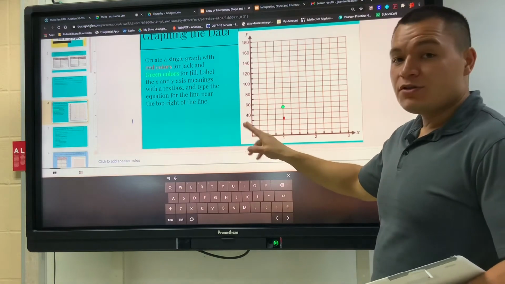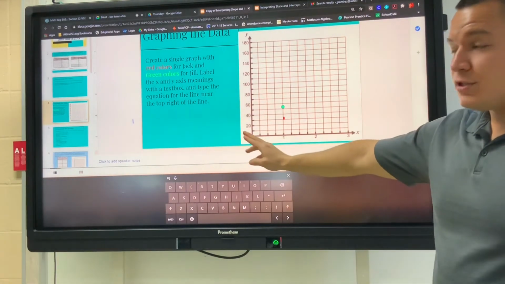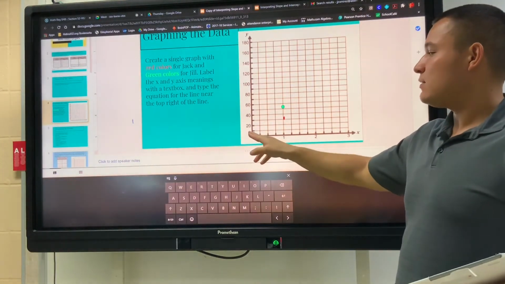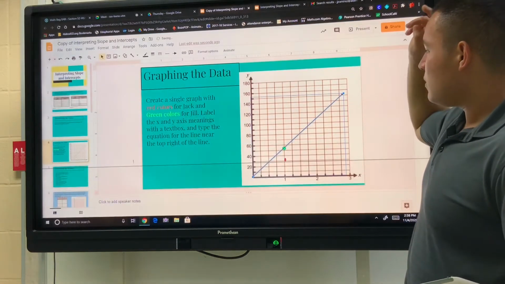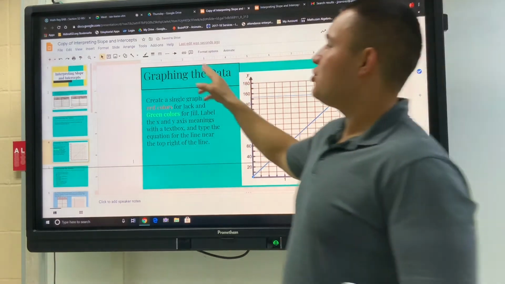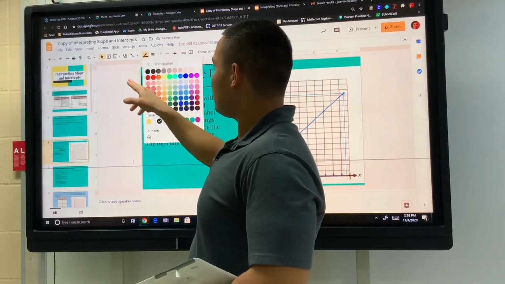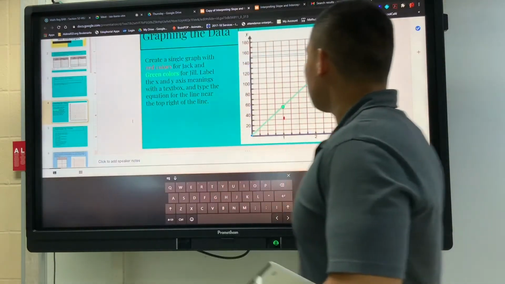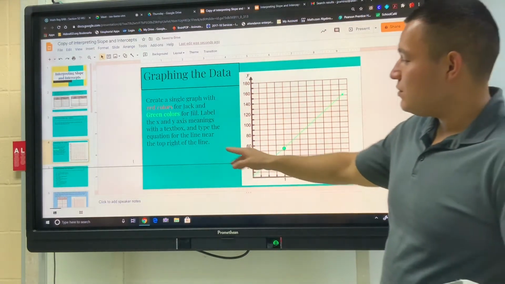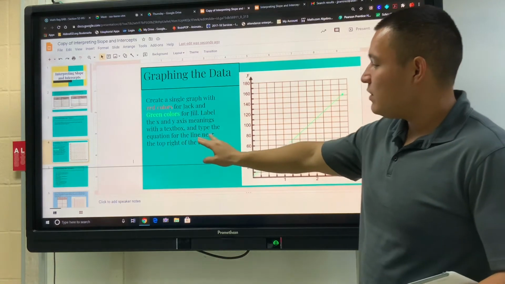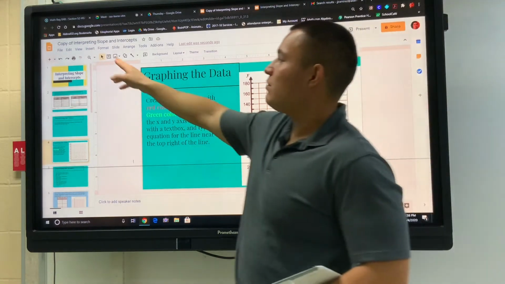The line should start with the origin and go through your dots. Start with the origin and go through your dots, then change the color of the line. Green for Jill, red for Jack. And also you need to label the equation. So throw in a text box.